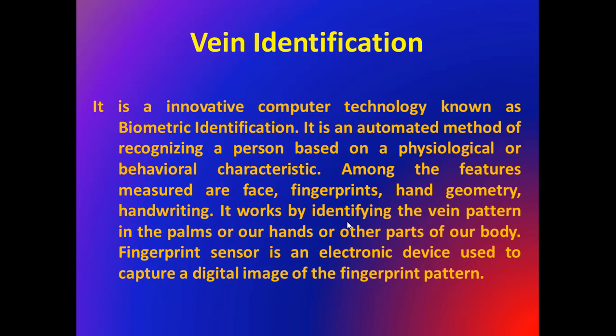Among the features measured are face, fingerprints, hand geometry, handwriting. It works by identifying the vein pattern in the palms of our hands or other parts of our body. Fingerprint sensor is an electronic device used to capture a digital image of the fingerprint pattern.